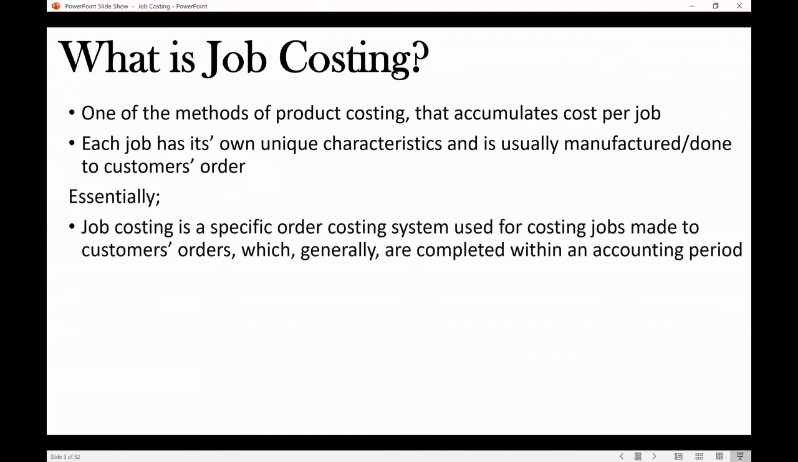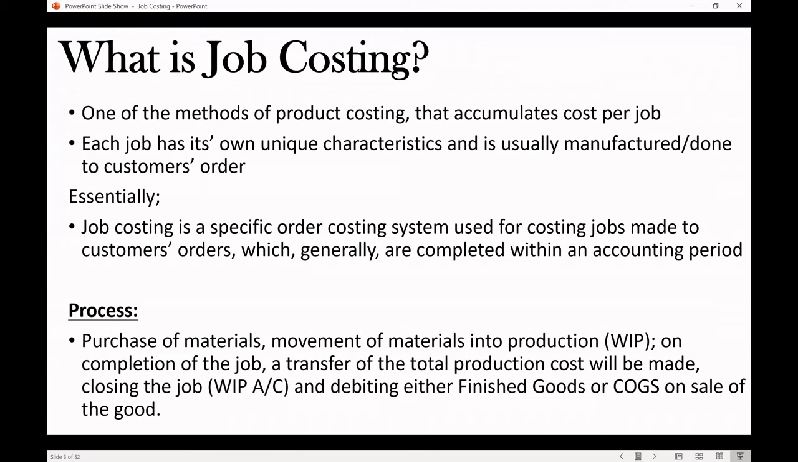So essentially, job costing is a specific order costing system used for finding the total cost for jobs made to a customer's order. They're generally completed within an accounting year. And we know whatever financial statements we're doing are usually for an academic year, and that's usually 12 months from whenever the business starts. 12 months, that's the accounting period or year.